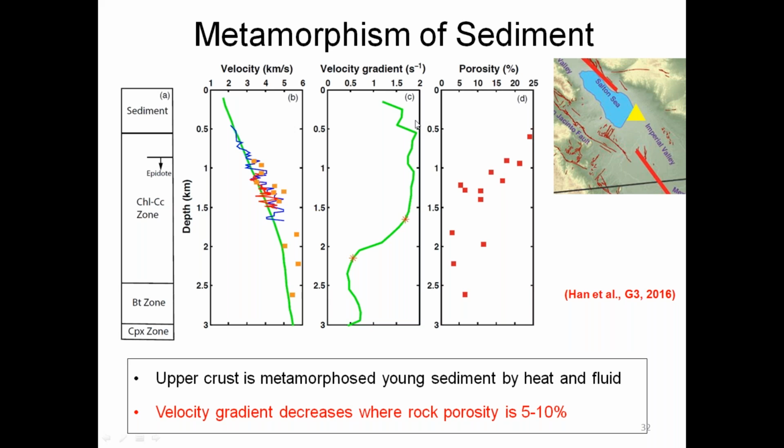Our velocity shows a high velocity gradient zone shallower than 1.5 kilometers and a low velocity gradient zone deeper than 2 kilometers. The borehole data show the porosity decreasing from 25% to about 5% from 500 meter depth to 1.5 kilometer depth, and then the porosity stabilizes at 5 to 10% at depth. So our high velocity gradient zone corresponds to the closing of porosity from 25% to about 5%.